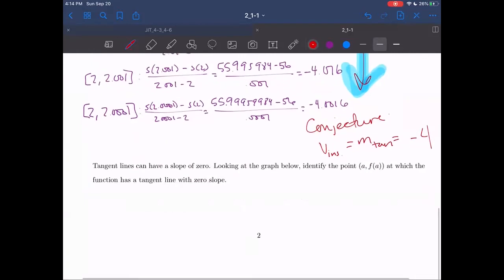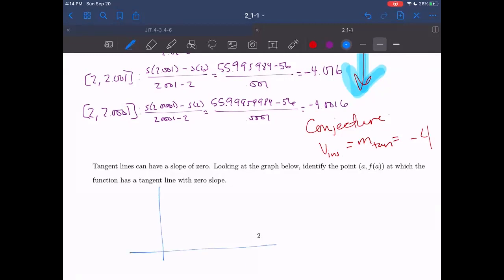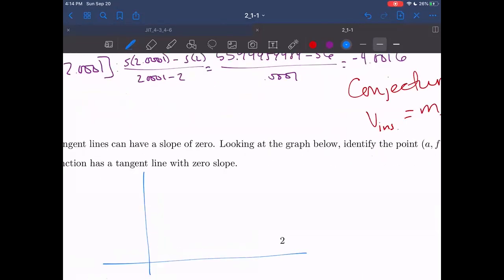Tangent lines can have a slope of 0. If you see a graph that looks like this, be aware, it can have a slope of 0. A line has a slope of 0 when it's a horizontal line. Generally, that's when you have a minimum or a maximum, and you'll get a tangent line with a slope of 0. But it is possible.